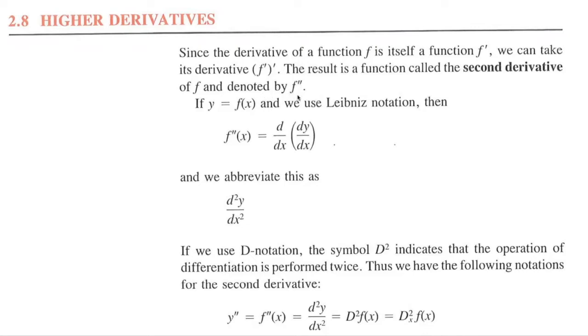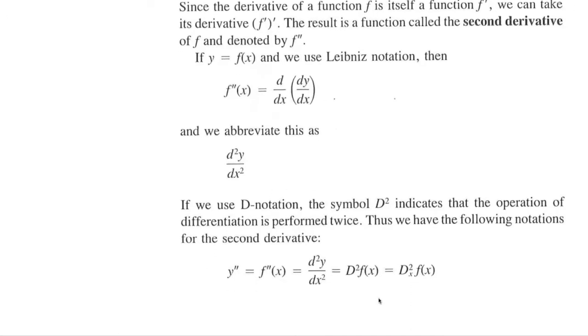We see these two slash marks. Those are the prime notation. So if y equals f of x and we use Leibniz notation, then the second derivative of f of x can be denoted as d/dx of dy/dx. So what we're saying is the derivative of the derivative. We can abbreviate this as d squared y over dx squared. Now, if we use this capital D notation, that symbol being the differential operator, D with a superscript 2 indicates that the operation of differentiation, or taking the derivative, is done twice.